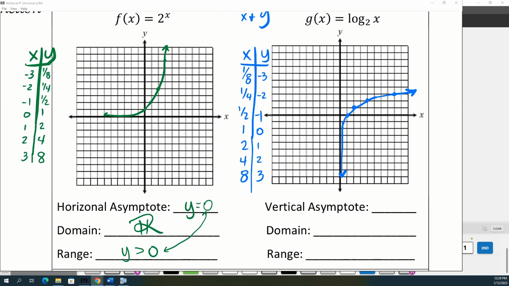And a logarithmic graph is going to have a vertical asymptote. So it's going to be a vertical line that it kind of goes flat beside. And so on the parent function, the one that didn't have any shifting, the vertical asymptote is going to be at x equals 0.